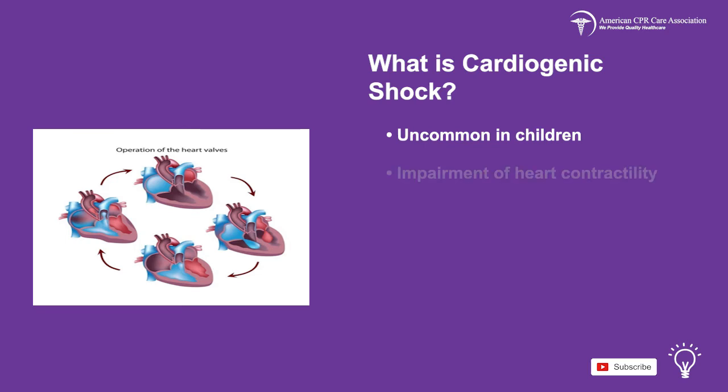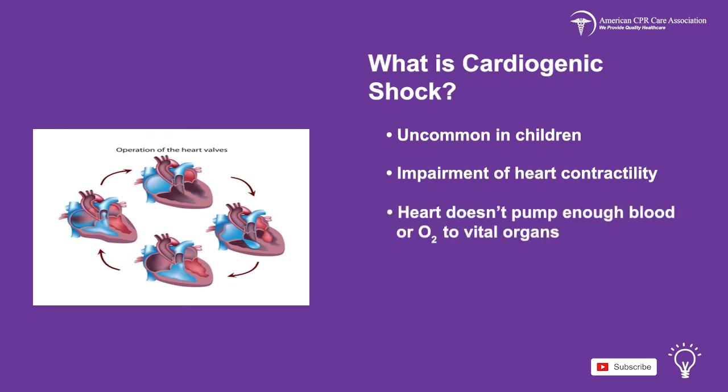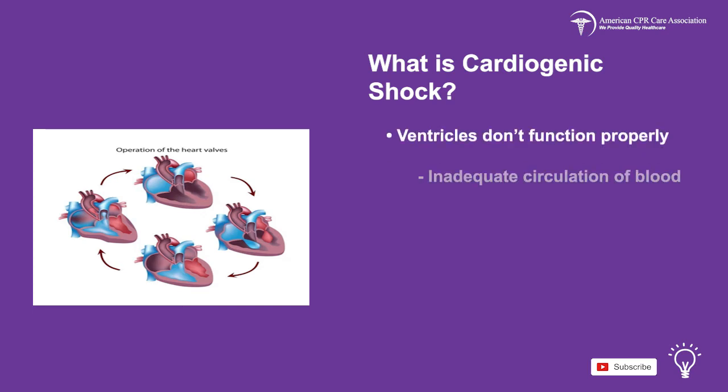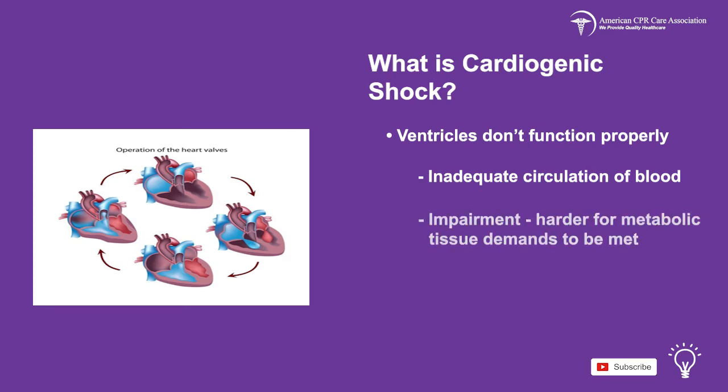Cardiogenic shock occurs when there is an impairment of heart contractility and the heart does not pump enough blood or oxygen to vital organs. The ventricles of the heart stop functioning properly, resulting in inadequate circulation of blood throughout the body and an impairment that makes it harder for the metabolic demands of tissue to be met. Recognizing this condition and its signs during the early onset can make treatment more effective.